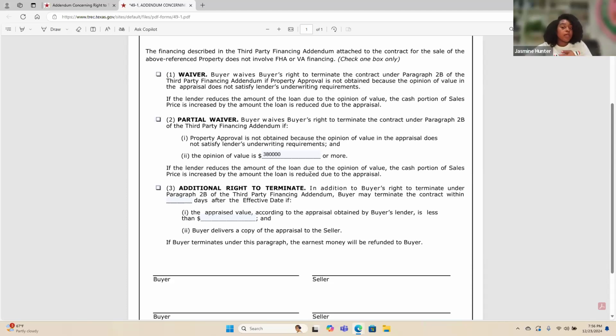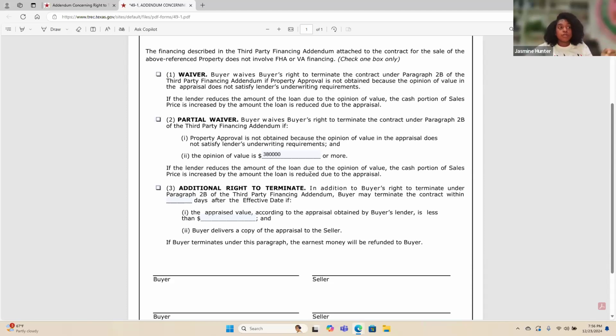It doesn't have to come in at 400,000, but it at least has to come in at 380. I'm telling you now, with this partial waiver that I have, the other 20,000 that it will require to get to 400,000 sales price. But as long as it gets to 380,000, I'm fine with the appraisal coming in under 400. It just has to at least come in at 380. So that's a partial waiver.